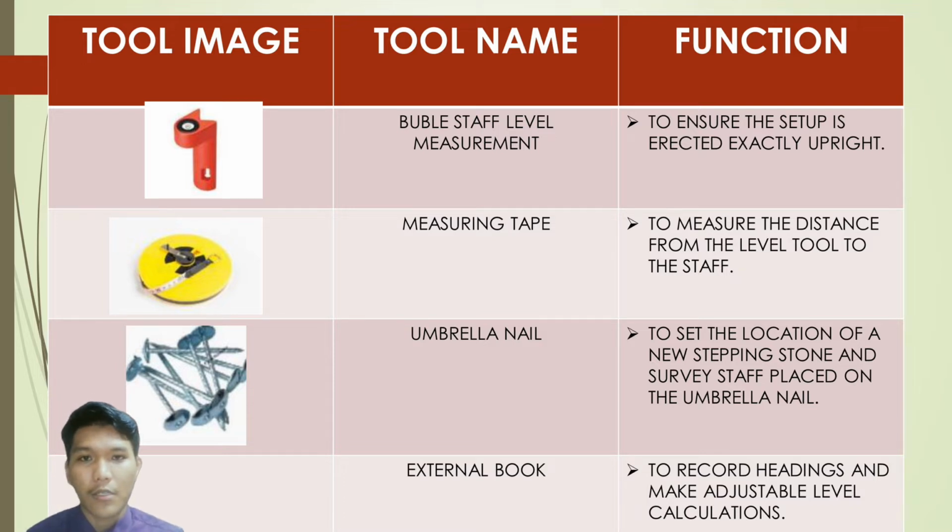Number seven is the umbrella nail. The function of the umbrella nail is to set the location of a new stepping point, and the staff is placed on the umbrella nail. And lastly is the field book. The function of the field book is to record readings and make the level calculation.